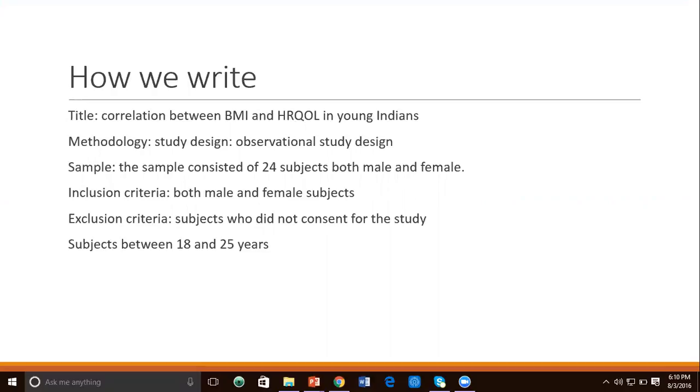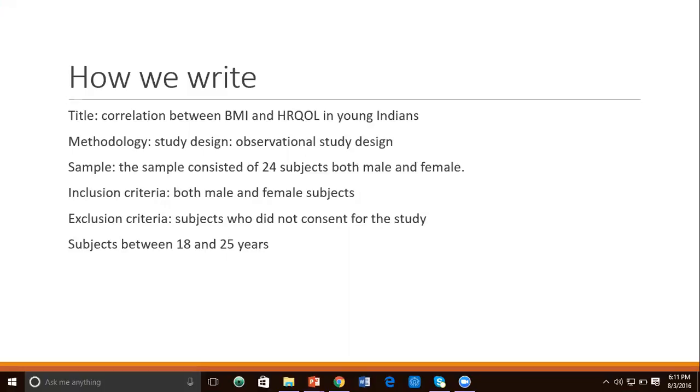For example, we would write a title. This is what I commonly see in MPT theses. The title: Correlation between BMI and HRQoL in young Indians. Now, first of all, in any title, you must not write abbreviations. You must write the full form. So that is one problem here in this sentence.